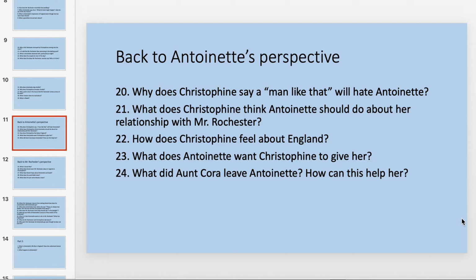Going on to 24, what did Aunt Cora leave Antoinette? How can this help her? So she leaves her a couple of items, and this is something that may come up on a quiz or a test later, so I'm not going to give you this answer just yet. But what did Aunt Cora leave Antoinette, and how can it help her?